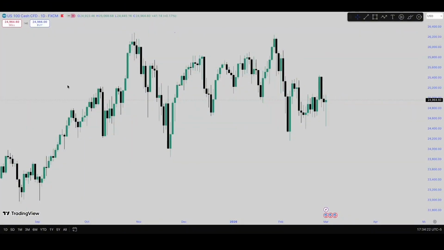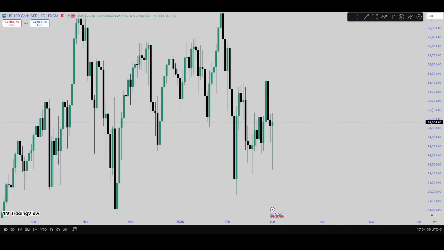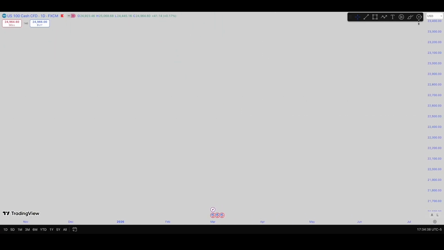Okay, so last time we left off on market structure and how market structure is made. Now that we understand that, let's continue with the next topic. We understand the concept of bullish market structure, and then vice versa for bearish market structure.